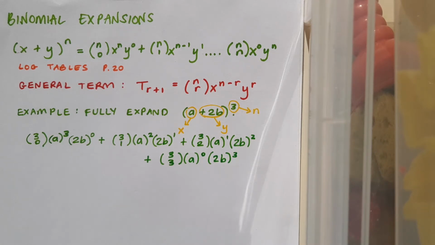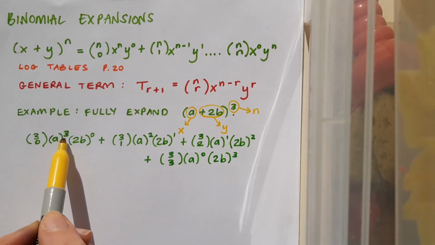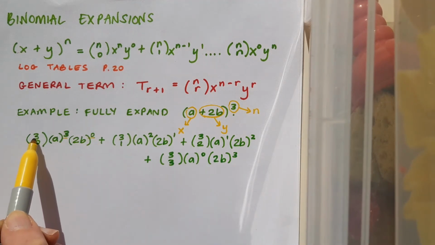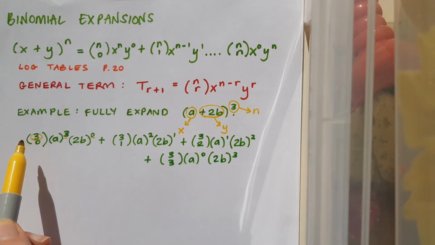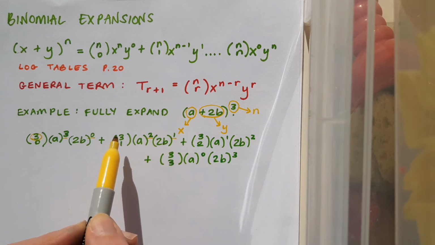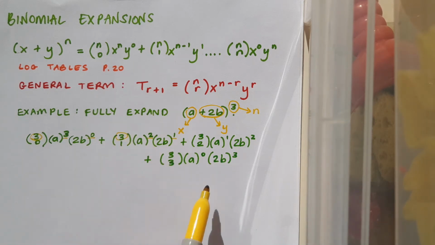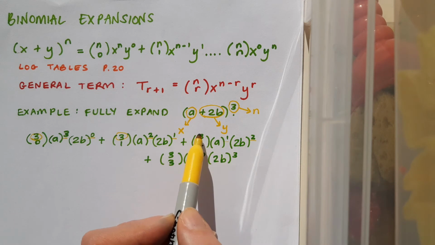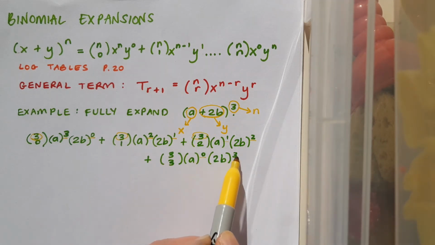Things to note about our binomial expansion at this stage. Notice that the 3 and the 0 make up the total of 3. The 2 and the 1 make up the total of 3, and that's the same for every set of powers that I come across throughout the binomial expansion.